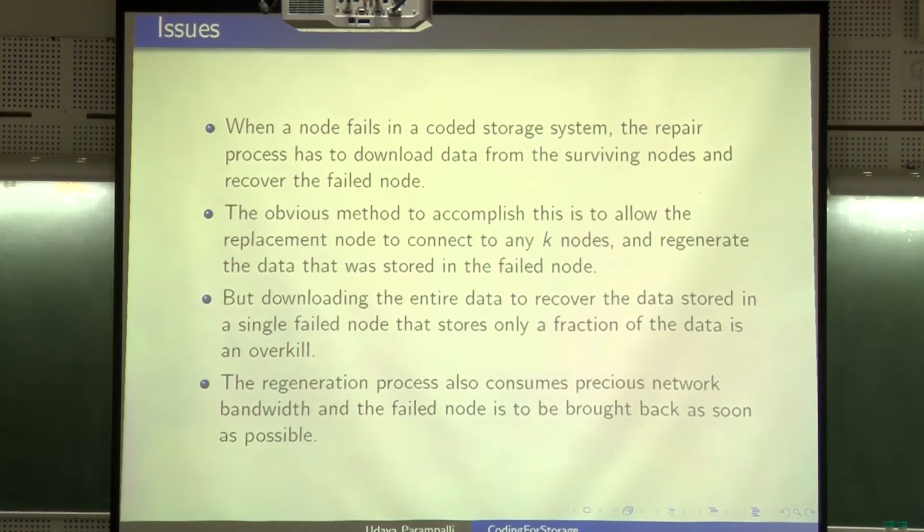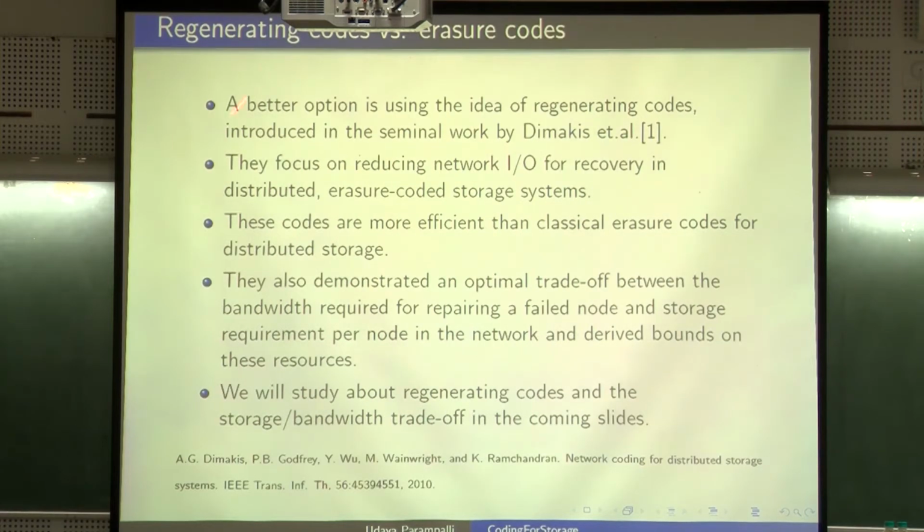But downloading the entire data to recover the data stored in a single failed node, which is only a fraction of the data, is overkill. If you just want to recreate one node but need to download the whole thing, that's the main issue. I think I've already mentioned this in the first track, the motivation. The regeneration process also consumes precious network bandwidth, and a failed node is to be brought back as soon as possible. Erasure codes do these things, but the only thing is that they involve more bandwidth.